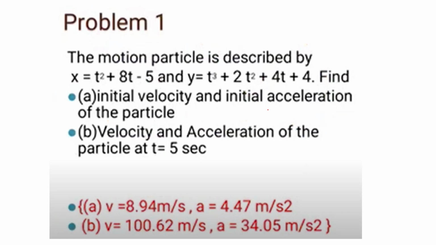If we have Ax and Ay, we can find out the magnitude of the acceleration using square root of Ax square plus Ay square. So, how will you find out the initial acceleration? By substituting t is equal to 0 in Ax and Ay, right? Similarly, we can find out the velocity and acceleration at t is equal to 5 seconds. So, here you need to substitute the value of t as 5 in order to find out Vx, Vy and Ax and Ay.